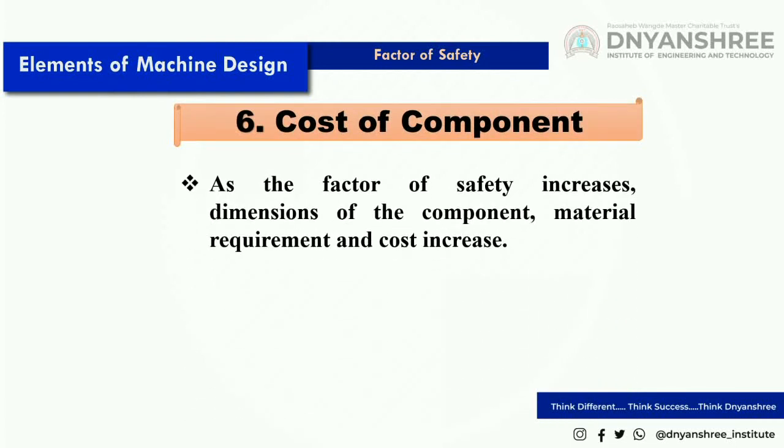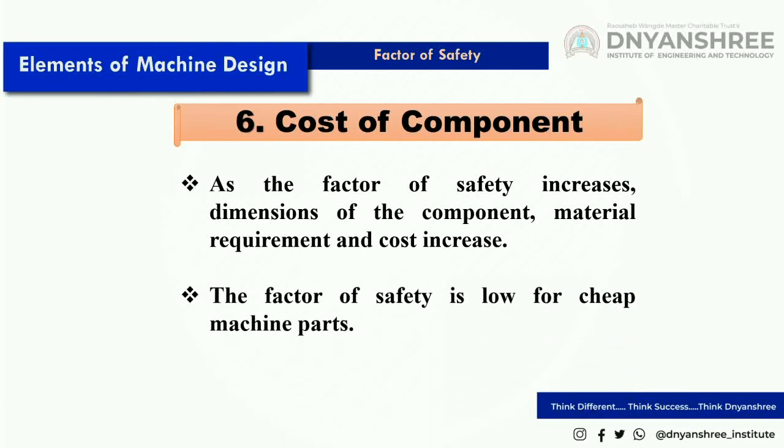cost of component. As the factor of safety increases, the dimensions of the component, material requirement and cost also increase. If you have to increase the factor of safety, the dimensions of the component also increase. Dimensions increasing means material requirement also increases, and if you require more material, you require more money to purchase that material, so the cost of the component also increases. So the factor of safety is low for cheap machine parts. For cheap machine parts, you can select a low factor of safety for cheap materials.